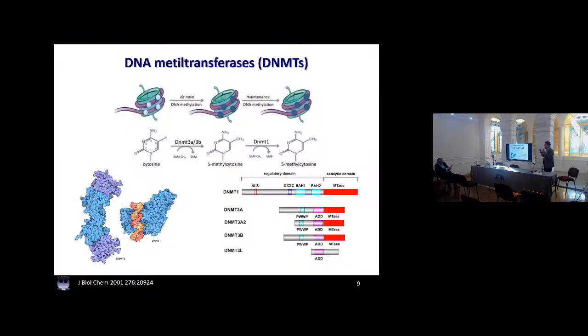There are DNMT3A and 3B, which regulate de novo methylation, and DNMT1, which is in charge of the maintenance of the methylation patterns. Most of the DNMTs have a catalytic domain, except DNMT3L, but all of them have a regulatory domain.